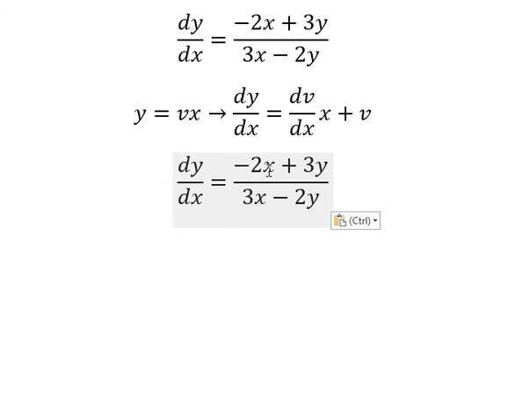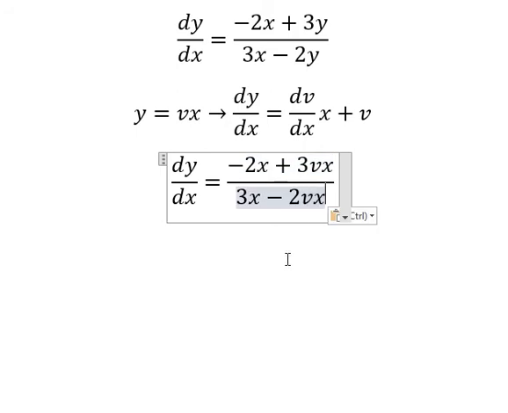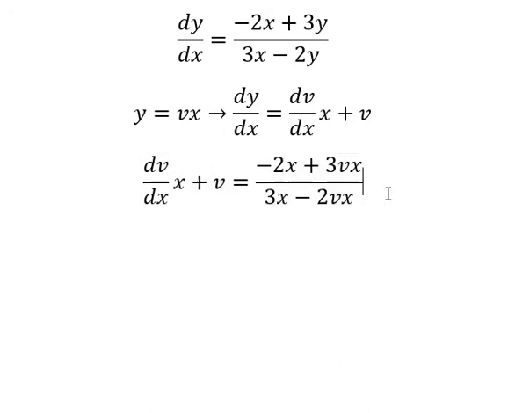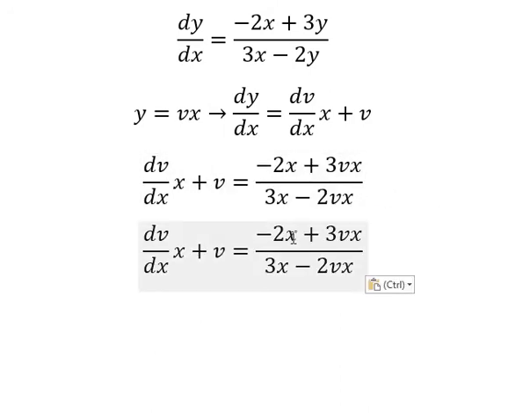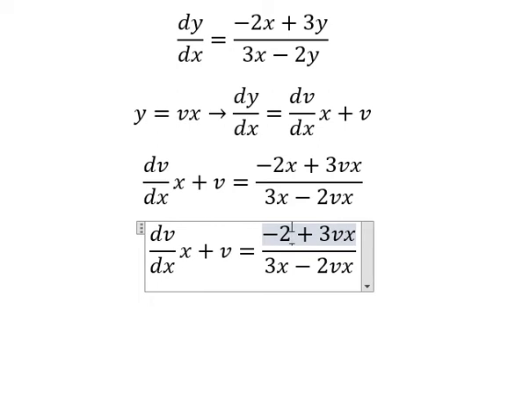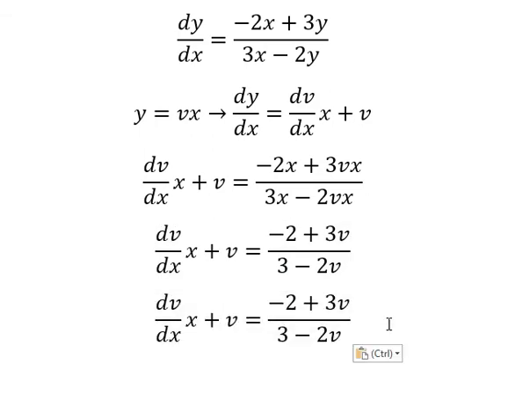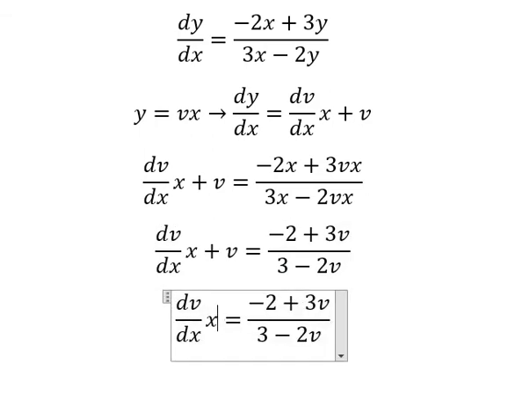So x and y, we change to vx, and dy over dx, we change for this one. Now we simplify by x on the numerator and denominator. So we put v going to the right, so we have negative v.